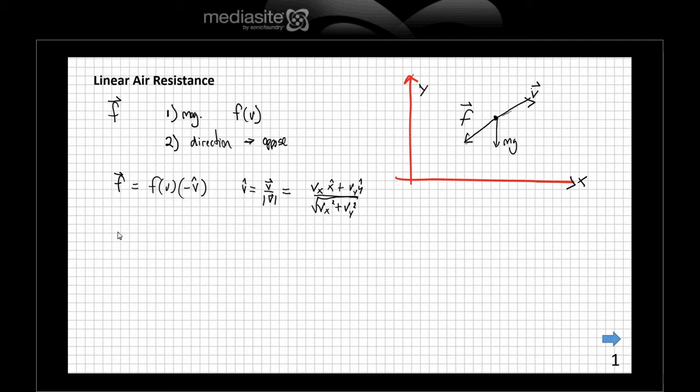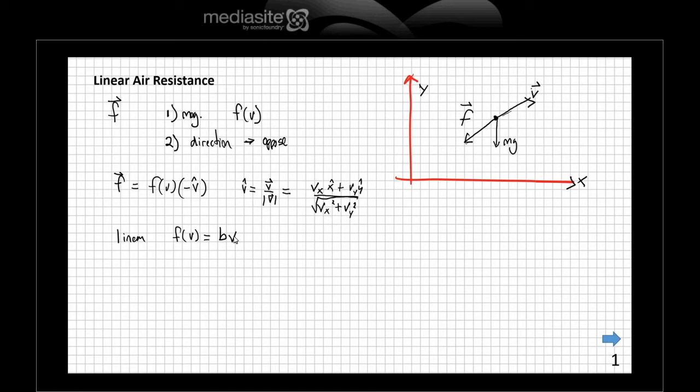We can start with simple descriptions. We're going to look at something called linear air resistance, where the magnitude is equal to a constant b times the velocity v. And the constant b is going to depend on two things: the medium I'm propagating through, and the diameter of the object.